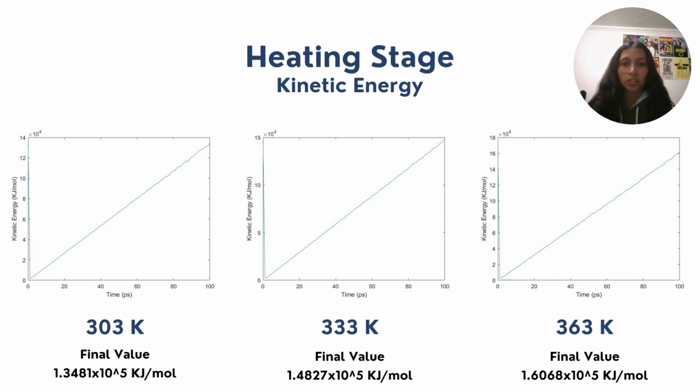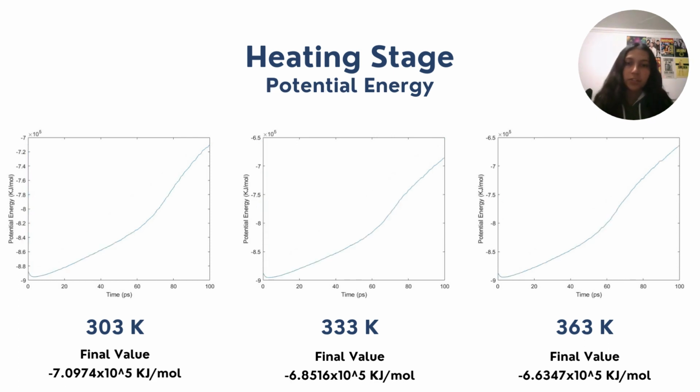Now, talking about the kinetic energy in the heating stage, we can see that as the temperature increases, the kinetic energy also increases, and a more pronounced slope is presented. In this case, the first system ended up with a kinetic energy of 1.3 times 10 to the power of 5 kilojoules per mole, the second with 1.4 times 10 to the power of 5 kilojoules per mole, and the third with 1.6 times 10 to the power of 5 kilojoules per mole.